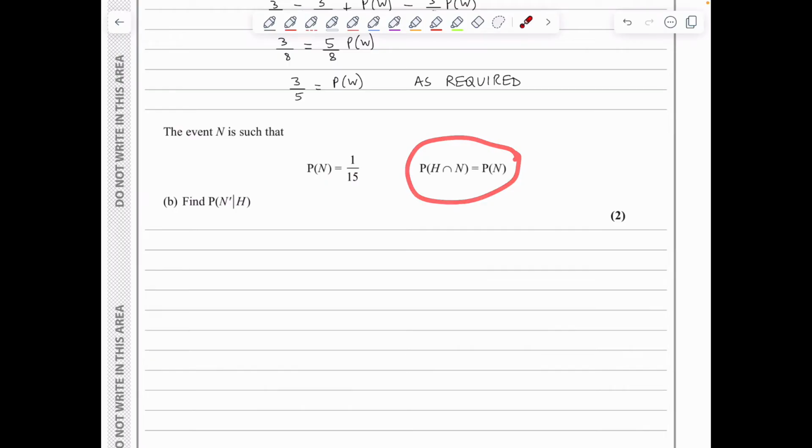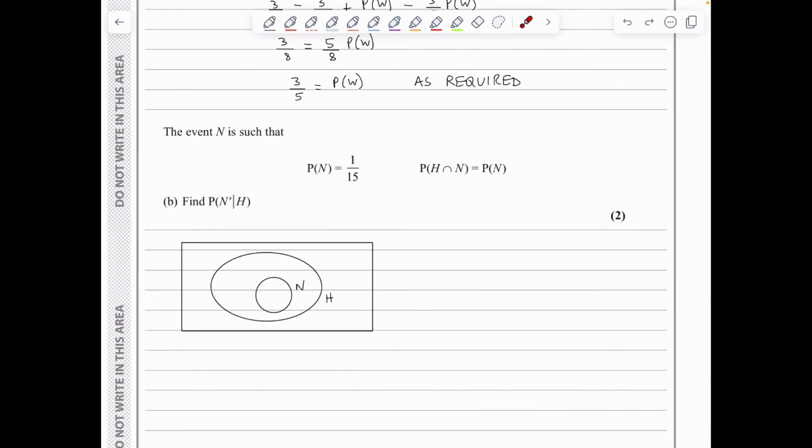So I could draw actually a Venn diagram to see what's happening. It should look something like this. We know that the probability of N is 1 over 15. We've got the probability of H, which is 3 over 8. So the only H part, which is this part here, is simply going to be 3 over 8 minus 1 over 15, which is 37 over 120.